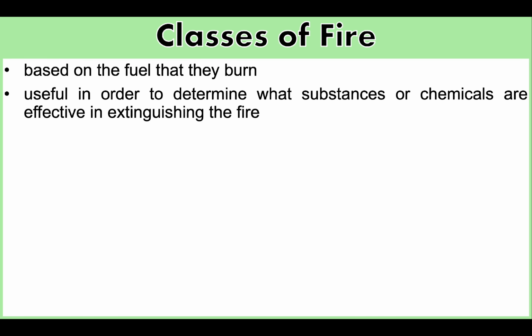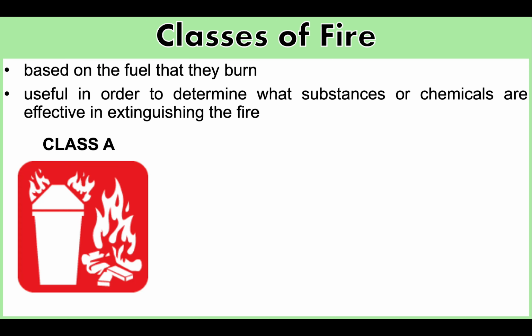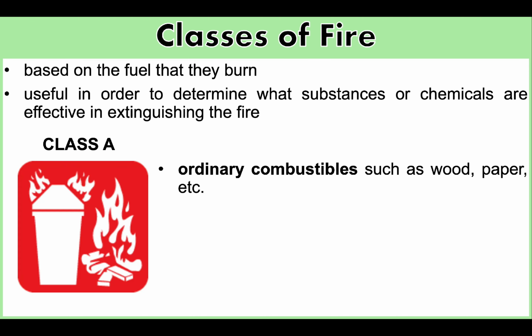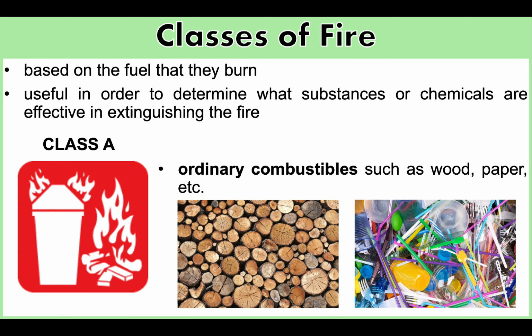Each fire class is based on the fuel that they burn. This classification is very useful in order to determine what substances or chemicals are effective in extinguishing the fire, which we will discuss later. Now there are 5 classes of fire. First, Class A. Class A fires are fires in ordinary combustibles such as wood, paper, cloth, rubber, and many plastics, or basically anything that leaves ash.